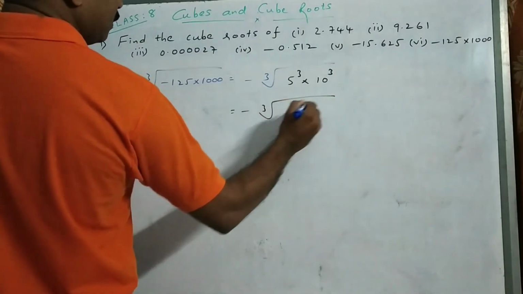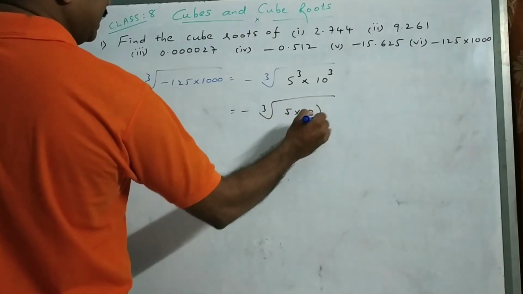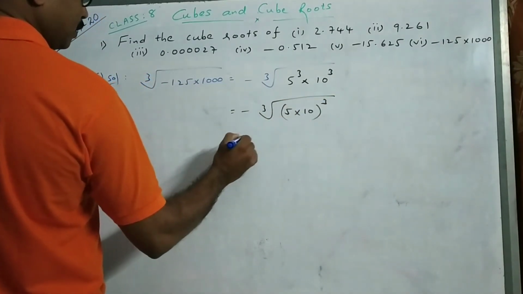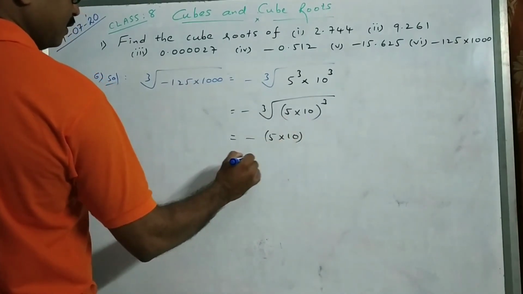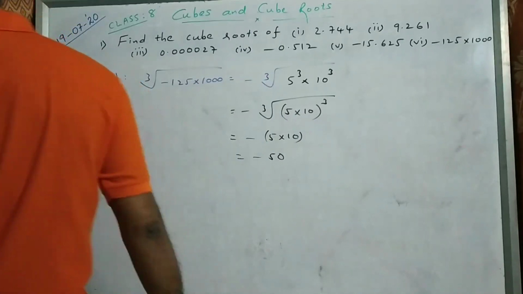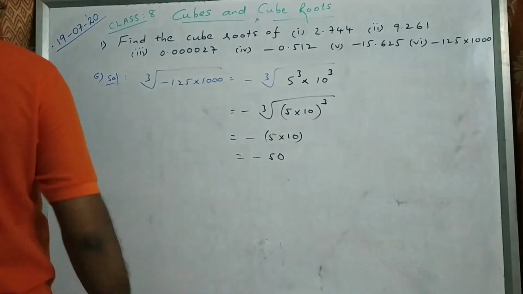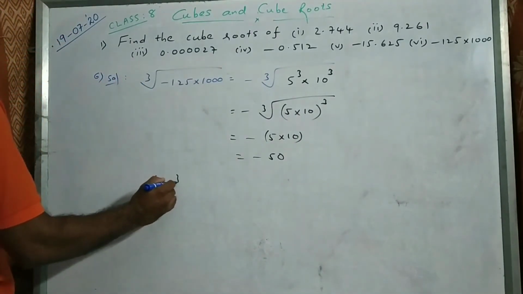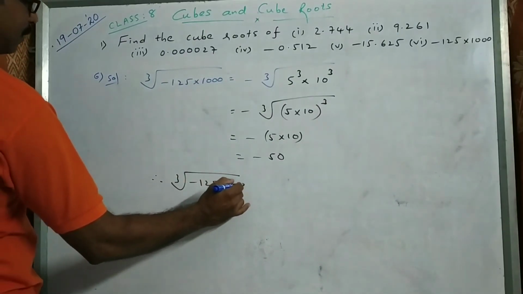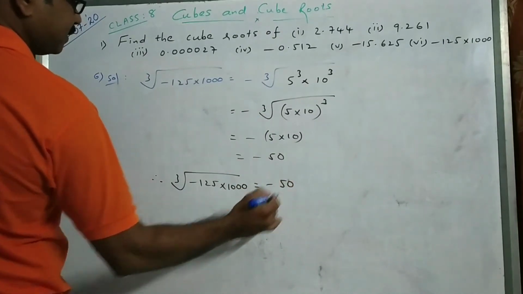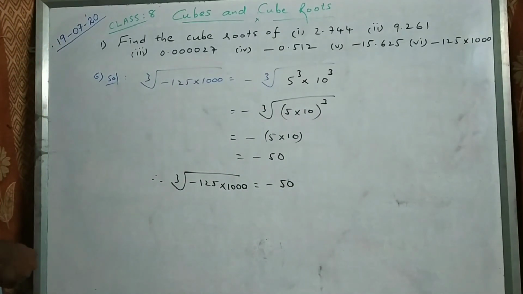Minus cube root of this I can write as 5 into 10 whole cube. So cube root and cube get cancelled. 5 into 10, 5 tens are 50. So minus 50 is the answer. Therefore, cube root of minus 125 into 1000 equal to minus 50. Okay? That is the end of the solution.